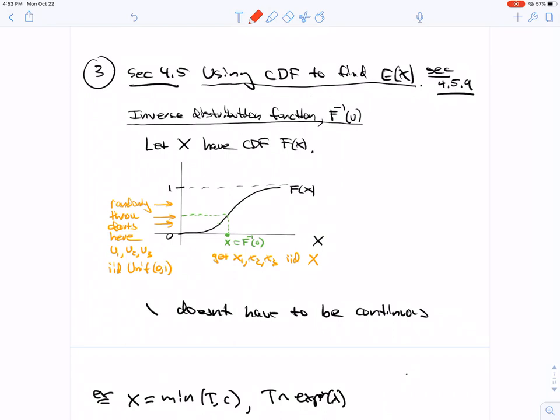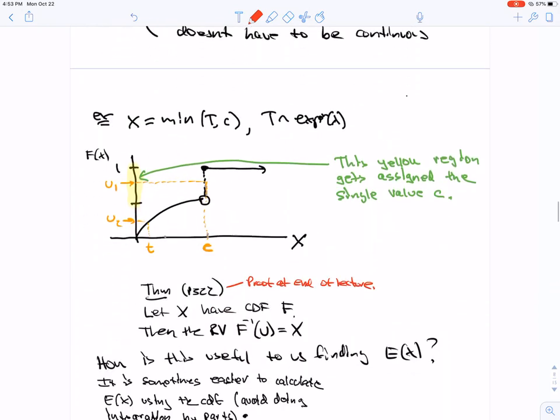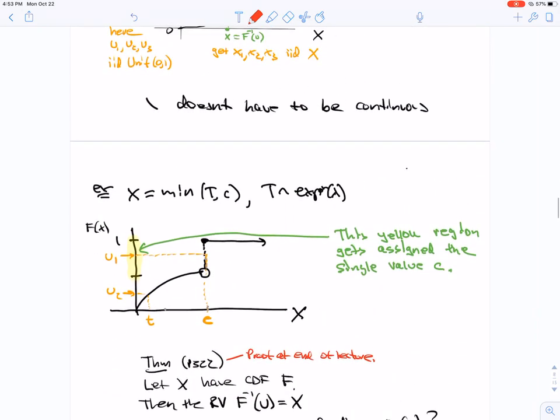Now if I randomly throw darts between 0 and 1, say u1, u2, u3 are IID uniform 0, 1, and I go to the curve and down, the fact is that I get x1, x2, x3, IID x. So that is very, very cool. That's actually a way that you can generate random numbers in any distribution you want, just using the CDF of that distribution. X doesn't have to be continuous.